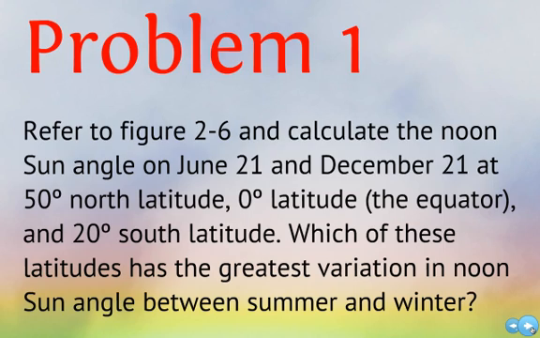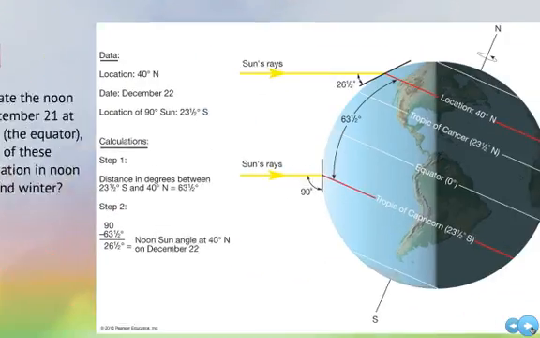Problem 1 states, refer to figure 2.6 and calculate the noon sun angle on June 21st and December 21st at 50 degrees north latitude, 0 degrees latitude or the equator, and 20 degrees south latitude, and then determine which of these latitudes has the greatest variation in noon sun angle between summer and winter.